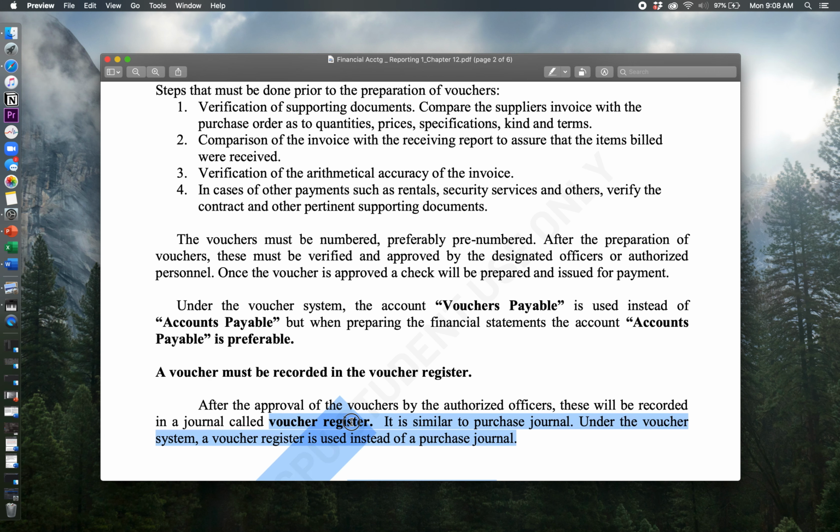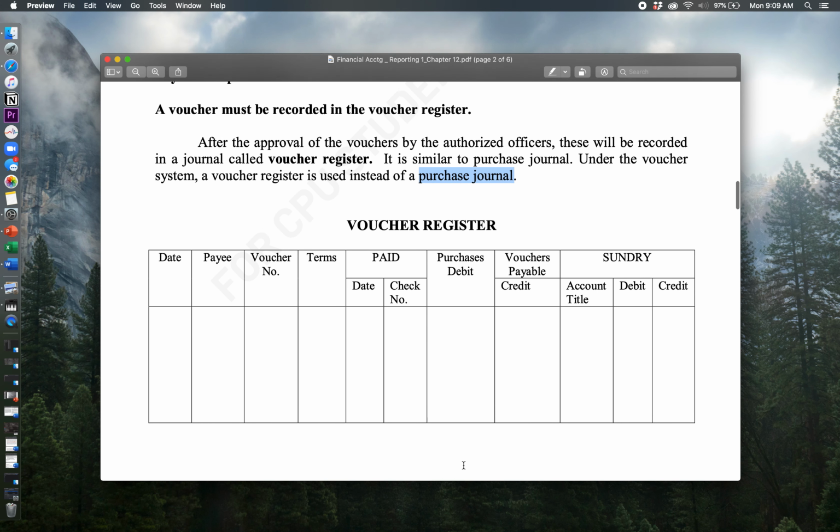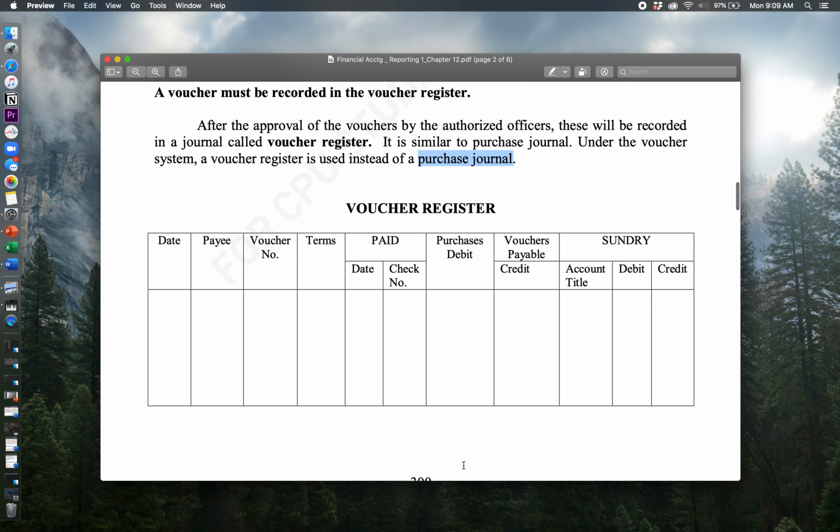So, another special journal, guys, that you have to memorize: the voucher register. It is the same as the purchase journal, but supported by the voucher itself. Under the voucher system, a voucher register is used instead of the purchase journal. Just a recap, our purchase journal records purchases on account, so it is accounts payable. This is how the special journal, the voucher register, looks.